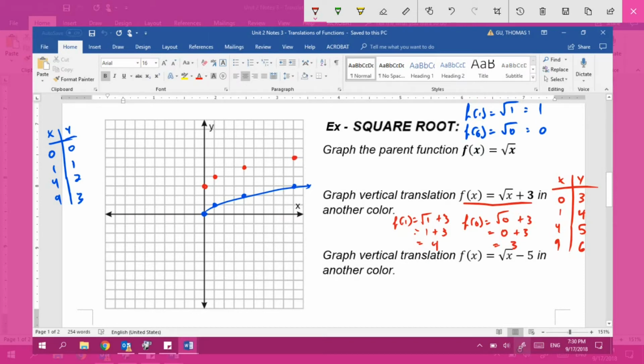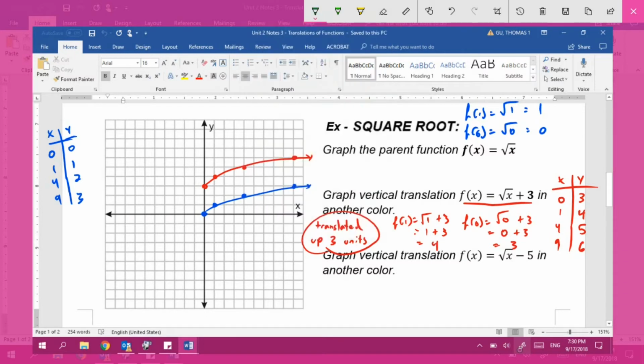And what can we say that this graph did compared to the parent function using our new vocabulary? It's translated up 3 units. There we go. Now you can see that it might take a lot of time if you do each point with a mathematical equation over and over.